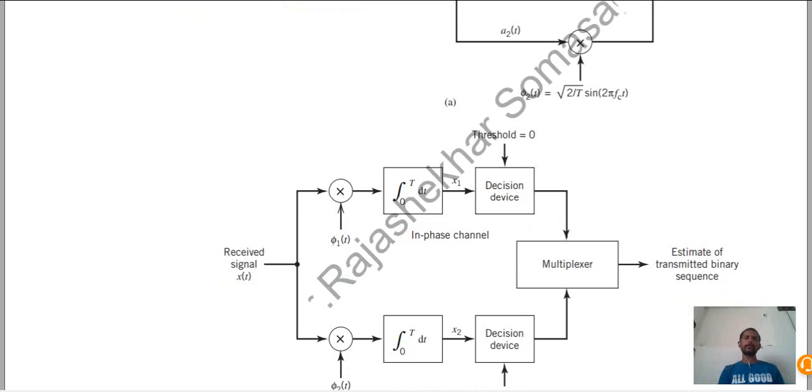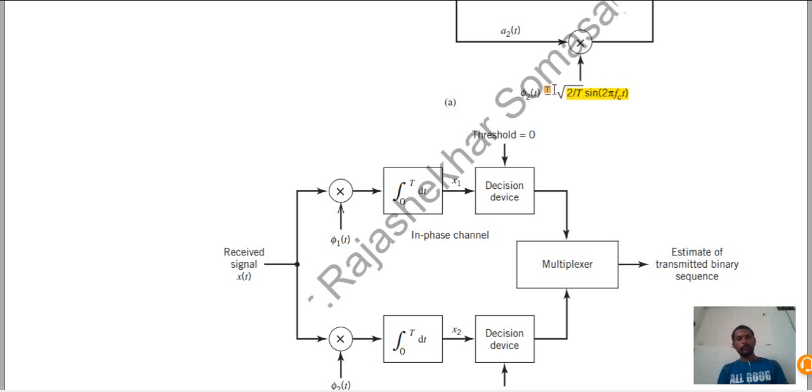The second case is to estimate the transmitted binary signal at the receiver. That is what the transmission does. We have used two oscillators, phi 1 of t and phi 2 of t. Phi 1 of t is square root of 2 by T cos 2 pi f_c t, and the second one is the quadrature phase. After transmitting, we need to get the received signal, and decide which symbol was transmitted by the transmitter.